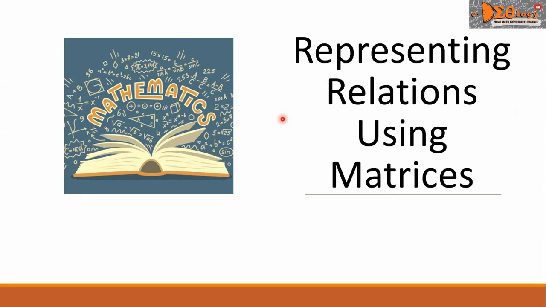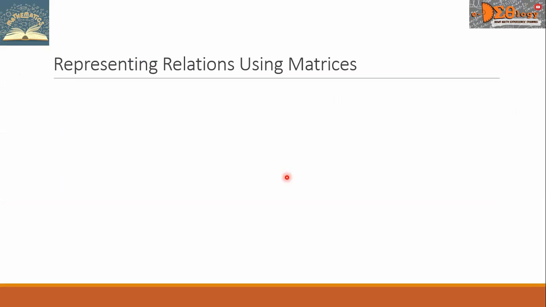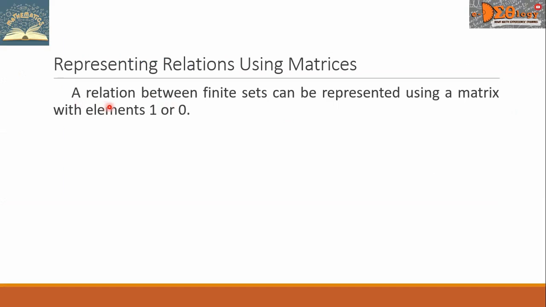Hi everyone. Today we're going to study representing relations using matrices. A relation between finite sets can be represented using a matrix with elements 1 or 0.